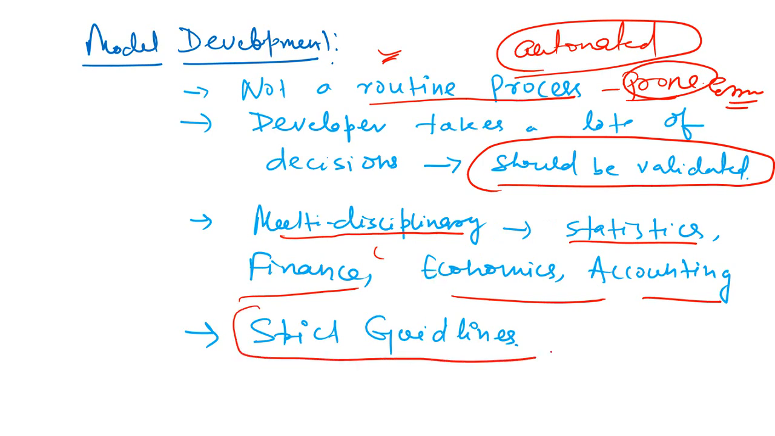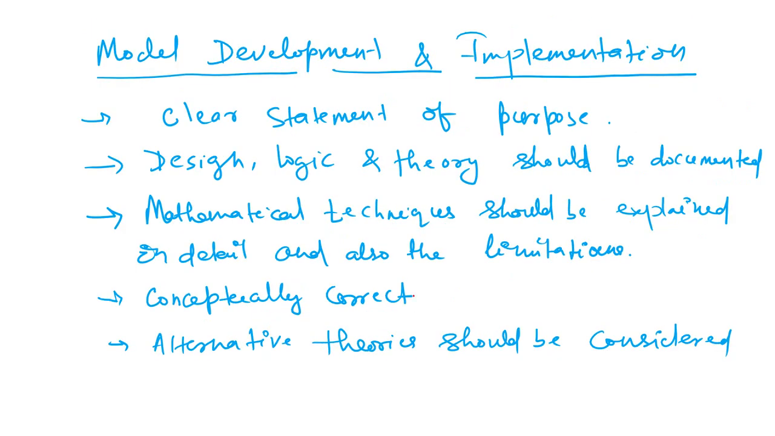Strict guidelines. In many places model development happens without any guidelines. That is very important. If there are no guidelines in place, people will do it in their own way, which might create a lot of issues, because at a later point of time, it is very difficult to track where exactly the error has happened. So there should be strict guidelines for development.